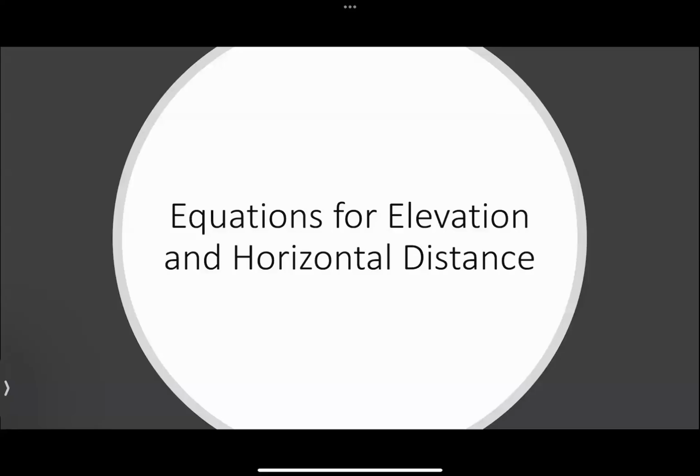All right, folks, I want to take you through some basics to remind you about equations for elevation and horizontal distance when we're using total stations. So I'm going to do some drawings and I'm going to take you through how we write those equations.